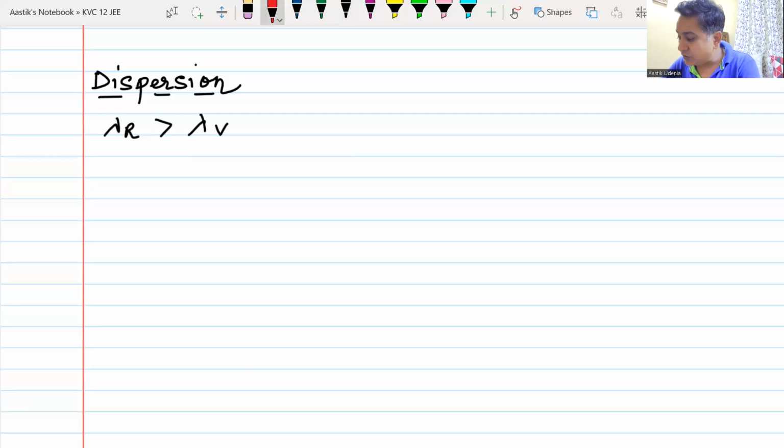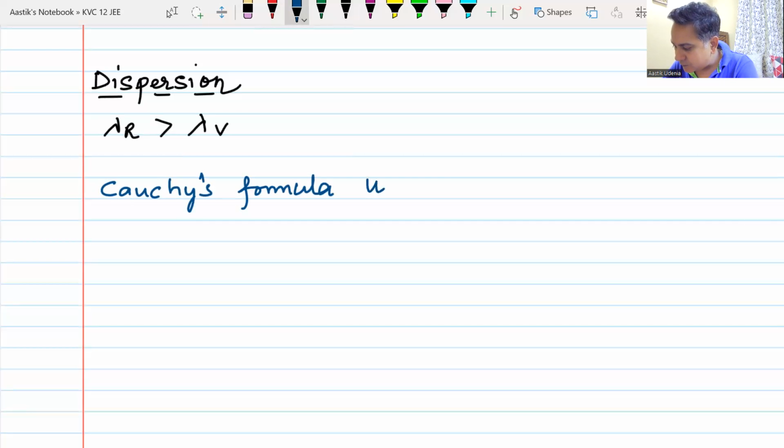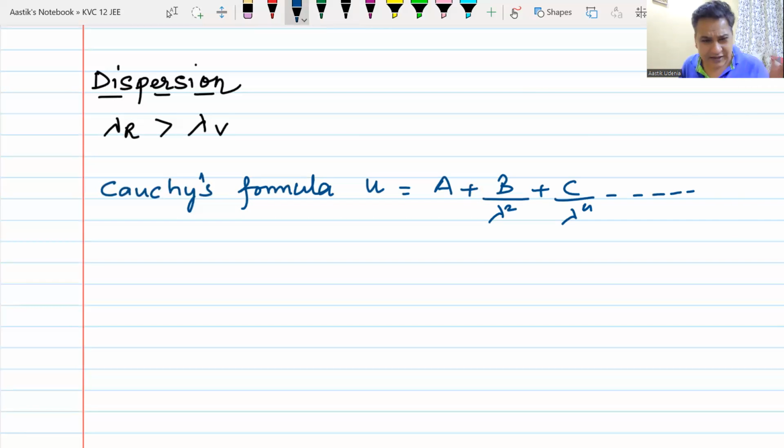Yes, sir. Today we are going to see the actual formula that is known as Cauchy's formula, and this Cauchy's formula is not in your course. You just have to know that there is something known as Cauchy's formula, and it's a very long formula, but we'll just write the first 2 terms. This Cauchy's formula tells us that mu of any medium depends on the wavelength of light, and it is a plus b by lambda square plus c by lambda to the power 4, and it is a series like this. A, B, C are constants for a given medium.